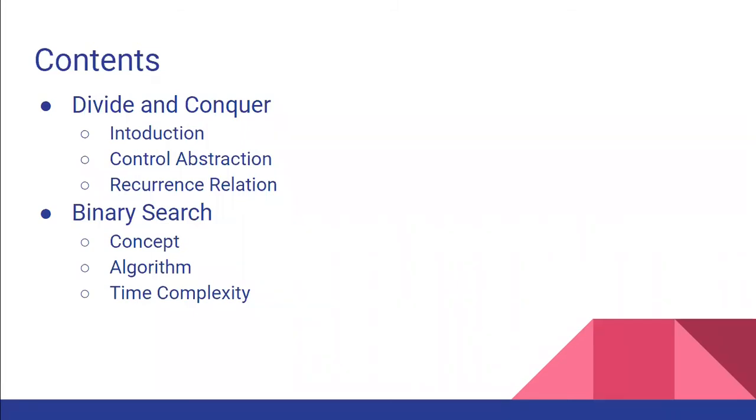First, we will discuss what is divide and conquer, introduction to the strategy. Then we will see the control abstraction of it and the recurrence relation of the same. Then we will see one example of divide and conquer, that is binary search. We will see its concept. Then we will discuss the algorithm and the time complexity.